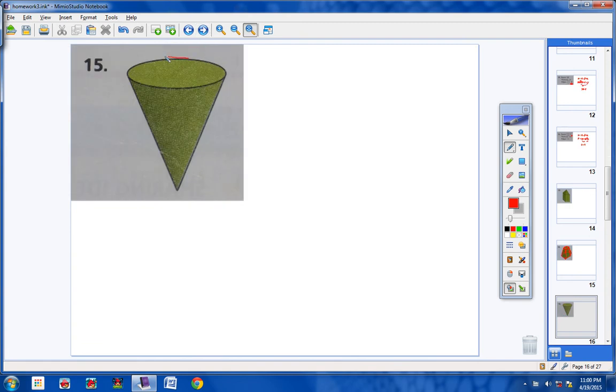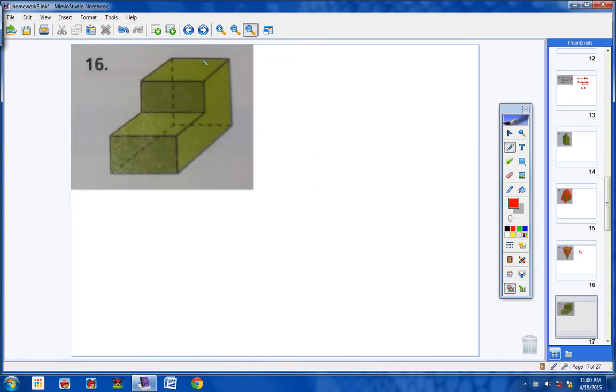No way. Look at this face right here. It's a circle. Look at the entire cone. The entire cone is rounded. No, this is not a polyhedron. All of the faces are not polygons.